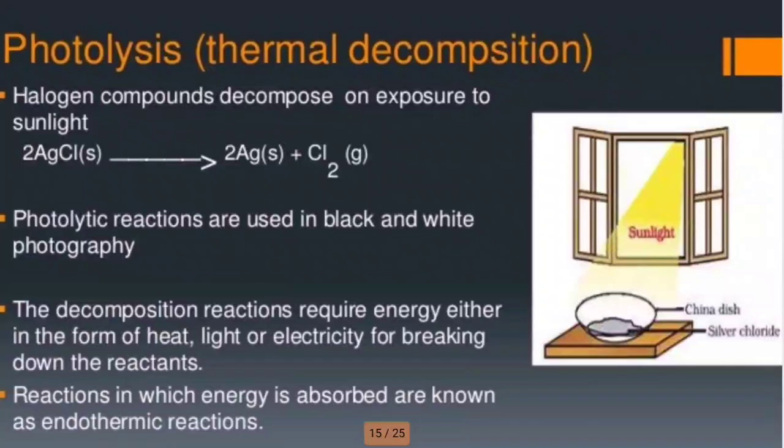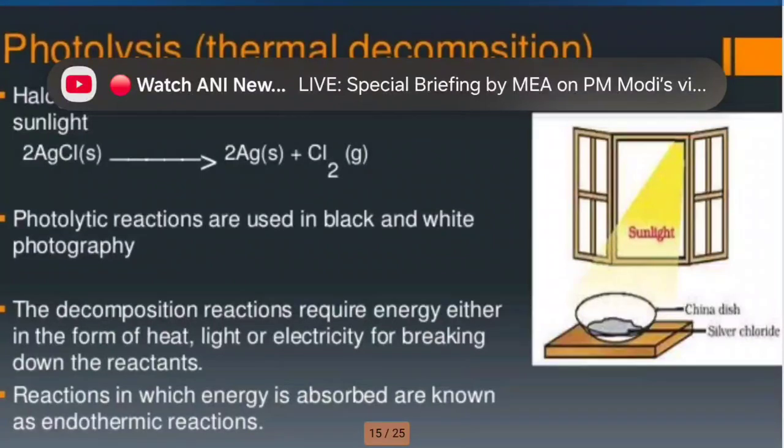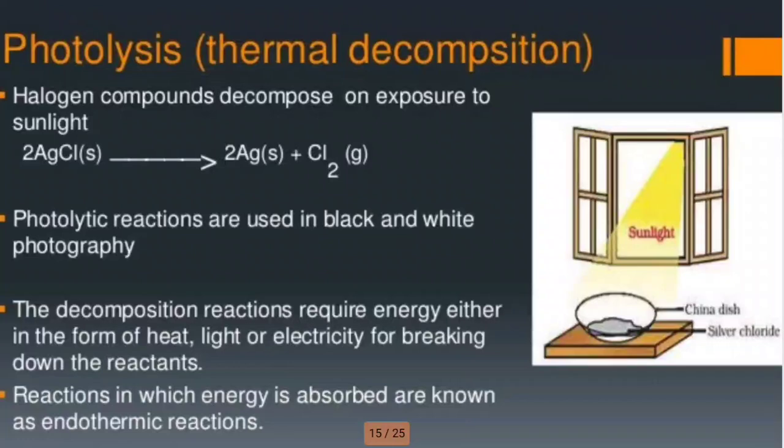Next, we discuss photolysis. Halogen compounds decompose on exposure to sunlight. We can use here AgCl. It breaks down into Ag and Cl2. Okay. Photolytic reactions are used in black and white photography. These reactions, in which energy is absorbed, are known as endothermic reactions. This example is also an endothermic reaction. Decomposition reactions require energy, either in the form of heat, light, or electricity, for breaking down the reactants.